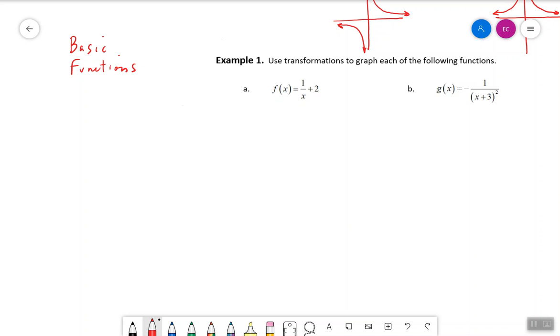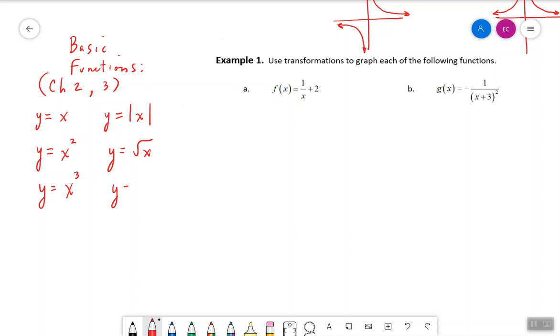And that was a big theme in chapter 2 and now in chapter 3 as well. And so let's go back and let's write y equals x and y equals the absolute value of x. Y equals x squared and y equals the square root of x. Y equals x cubed and y equals the cube root of x. Those are the 6 basic functions we learned in section 2.